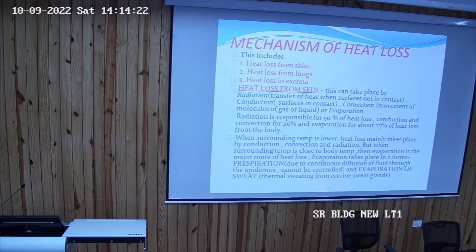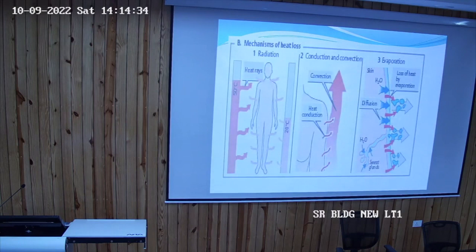Clear? So there is the heat gain mechanism and the heat loss mechanism. These mechanisms have to be in balance. These are the mechanisms by which heat loss takes place: radiation, conduction and convection, where the air movement has to be there, and evaporation, where there is continuous diffusion of sweat. The person does not have the sensation, but 24/7 some amount of sweat is lost. That is known as insensible perspiration.